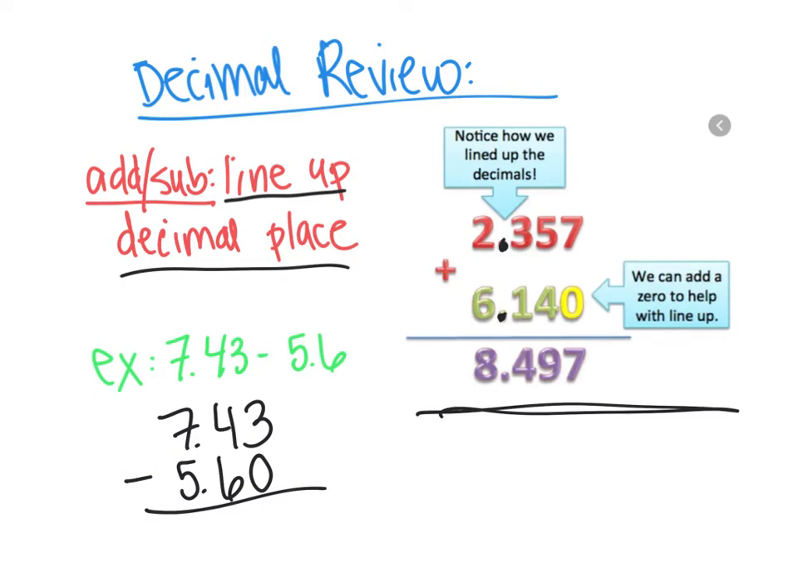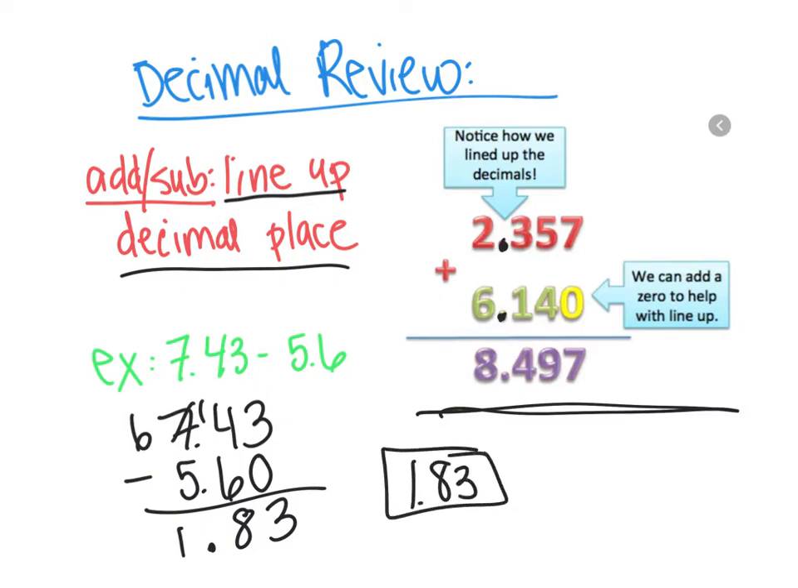So 3 minus 0 is 3. 4 minus 6, so I'm going to borrow there. 14 minus 6 is 8. Bring down my decimal place, and then 6 minus 5 is 1. So my answer is 1.83. So again, you have two examples here. You have one with addition that you can look at here, and then the one I just went through. So if you need to practice adding and subtracting decimals, there's a problem for you.